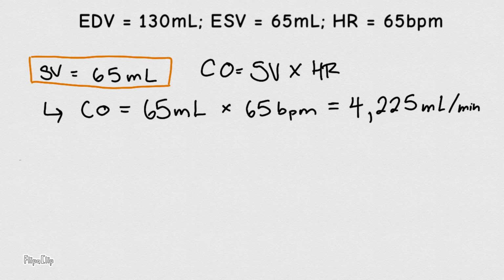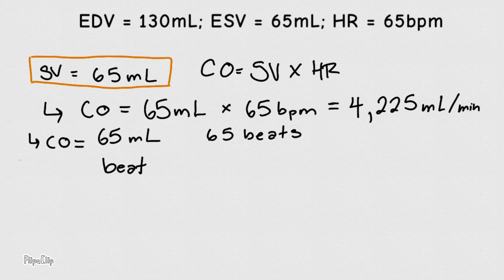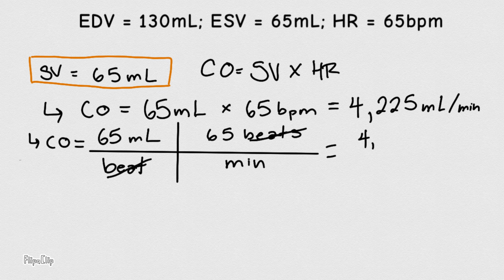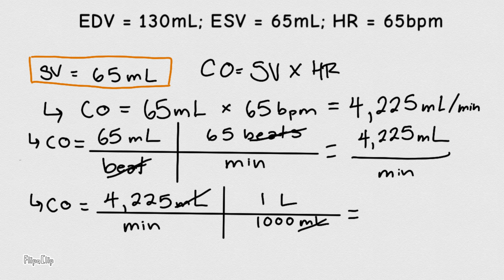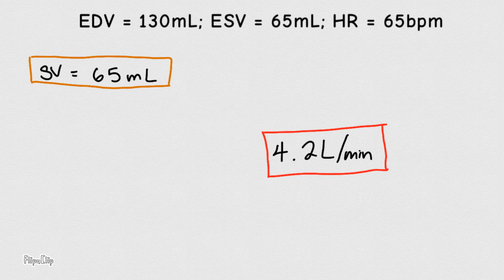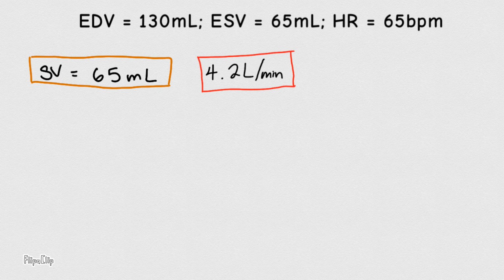4,225 milliliters. When we write this out in dimensional analysis, we write 65 milliliters over 1 beat and 65 beats over 1 minute. And then when we cross cancel beats, we get 4,225 milliliters per minute. The thing about cardiac output is we want it expressed in liters per minute. We're going to take our equation one more time, and we're going to take the unit for liters and milliliters and cross multiply. Here we get to cross cancel milliliters, and we are left with 4.2 liters per minute after we round to the nearest tenth.